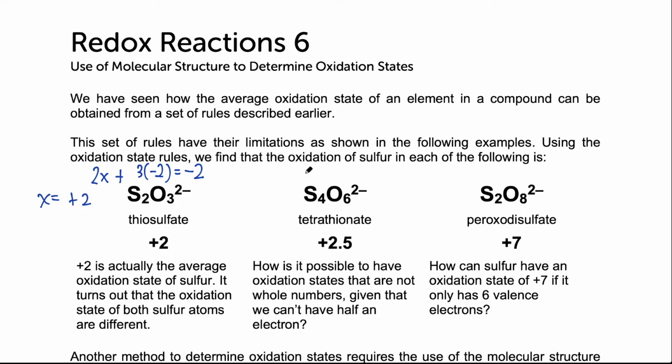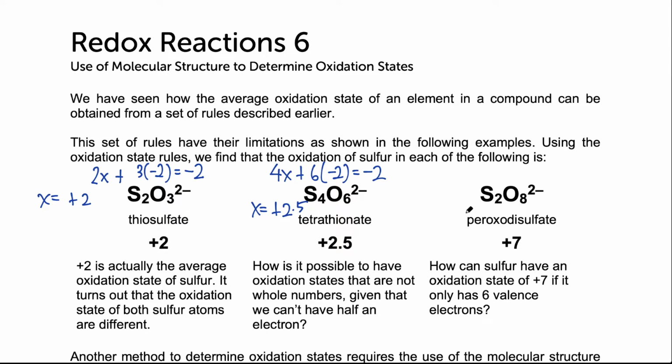The tetrathionate ion has the formula S4O6 2-. Using our oxidation state rules, we can come up with an equation, and we find that x equals +2.5. You might wonder when you look at an oxidation state that is not a whole number, how can that be possible? Oxidation states change when electrons are being gained and lost. How can we have an oxidation state with a 0.5? Does it mean that we have half an electron? Well, it turns out that again, the +2.5 is the average oxidation state of the 4 sulfur atoms in the tetrathionate ion. The 4 sulfur atoms in there have different oxidation states from each other.